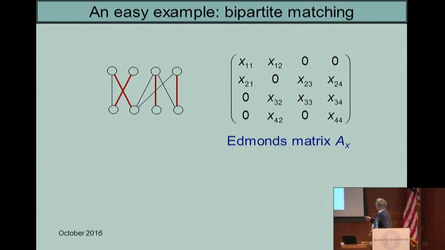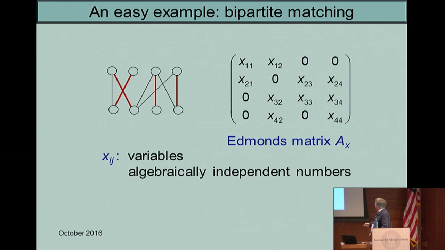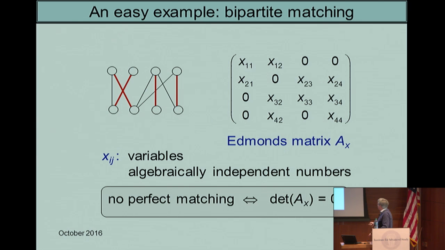The idea is that we replace the ones by certain variables here. Or in fact, I would like to think of these variables as numbers, but they are not rational. In fact, they are algebraically independent transcendental numbers. And if you then look at the determinant, it is zero if and only if there is no perfect matching, since there cannot possibly be any cancellation between expansion terms. Now, you might think that it's much preferable to think of these as variables, because you get a polynomial and you just have to check whether the polynomial is identically zero.